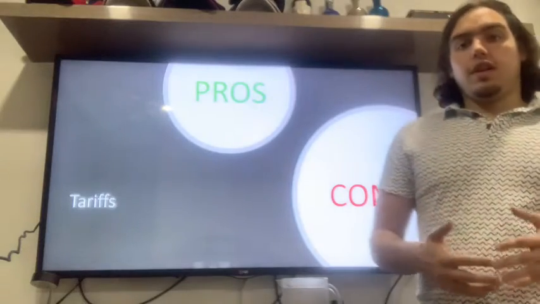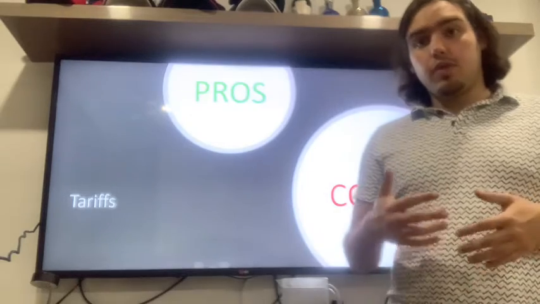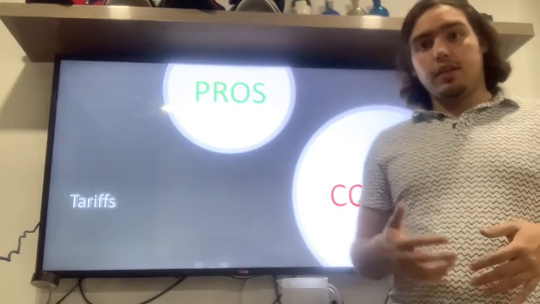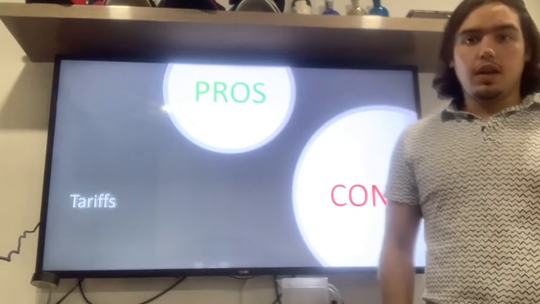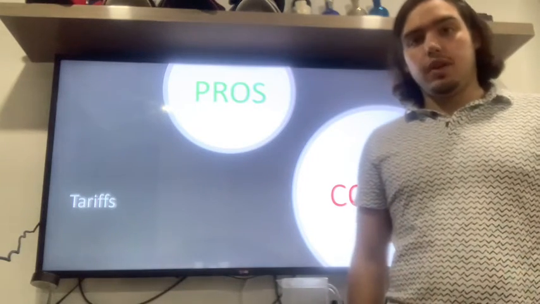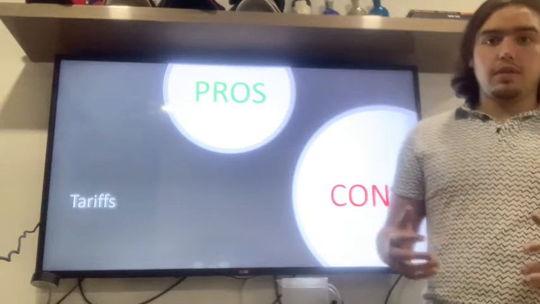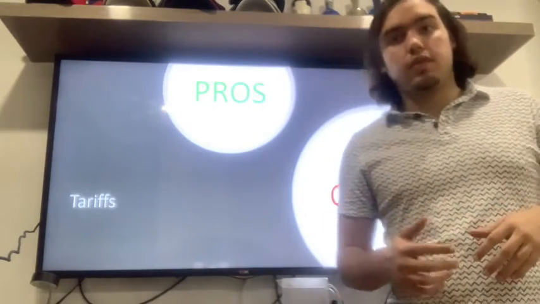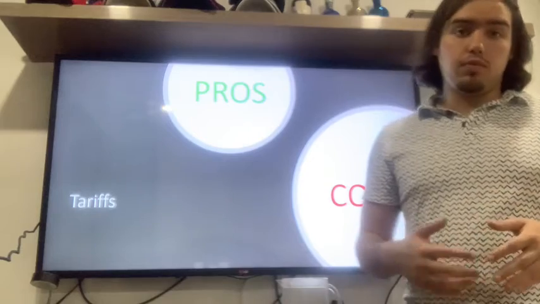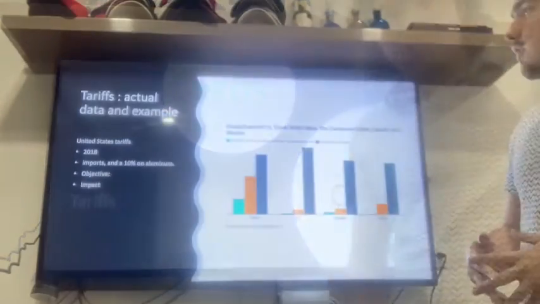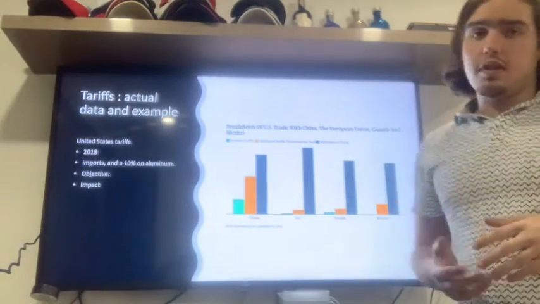So the cons are that consumers end up paying higher prices. Consumers are undermined as they pay higher prices in the form of taxes, for example. It deteriorates the country's economy, and it reduces the transactions that would otherwise have occurred and reduces welfare. Also, it damages the relationship between countries.